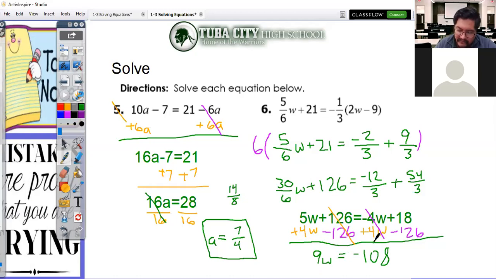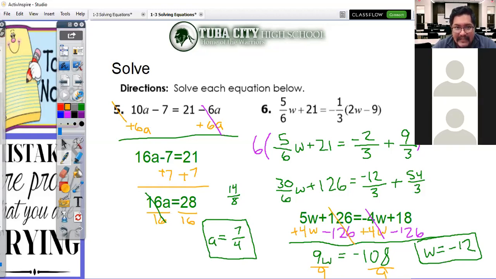And I'm going to go ahead and divide that by 9, and that should give me 12. So W equals negative 12. And all I did here was just divide both sides by 9. All right, so again, I'm going to try not to skip any steps. But now we got this problem done, and we got it in the space that we needed to get it done at.